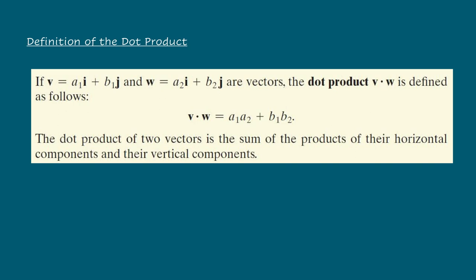We take our two vectors and find our a parts. Let's say we have vector v right here and vector w here. We pull out the a parts, which are the horizontal parts, and we pull out the b parts, and we multiply those together. Then after we multiply them, we add the two products. That is what is known as the dot product, and it gives us a scalar value, a single real number, as a result. The best thing to do is work a few examples and see how that works.